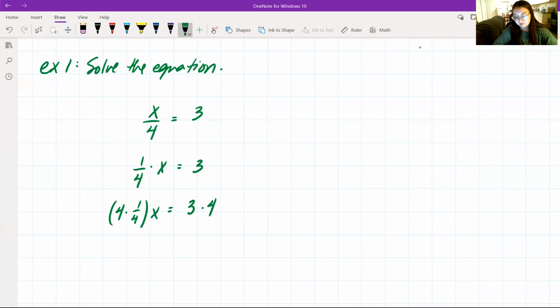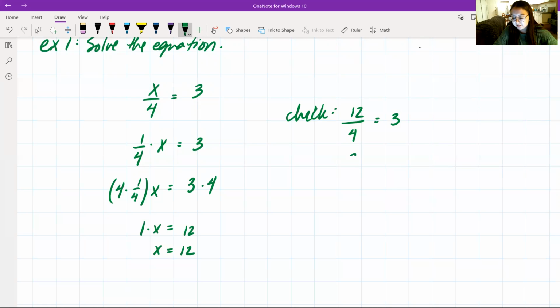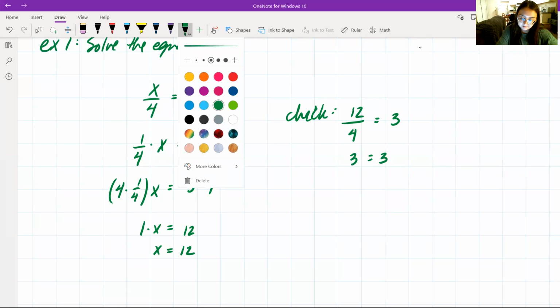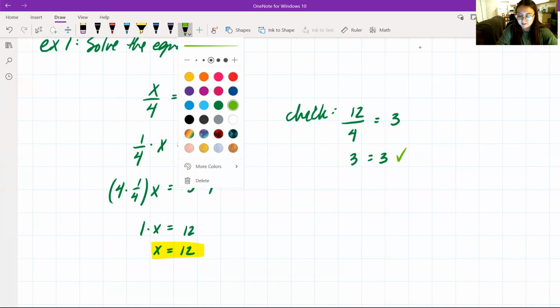And this gives us 4 times 1 over 4 times x is equal to 3 times 4. 4 times 1 over 4 is just 1 times x is equal to 3 times 4, which is 12. And this is our identity property, and we get that x is equal to 12. And this is our solution, but of course we want to check. So plugging 12 in for x, we get 12 divided by 4 equal to 3. And we divide 12 by 4, and this gives us that 3 is equal to 3. Since this is correct, x equals 12 is our solution.